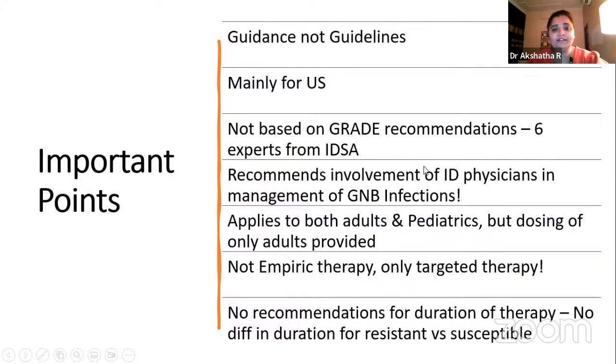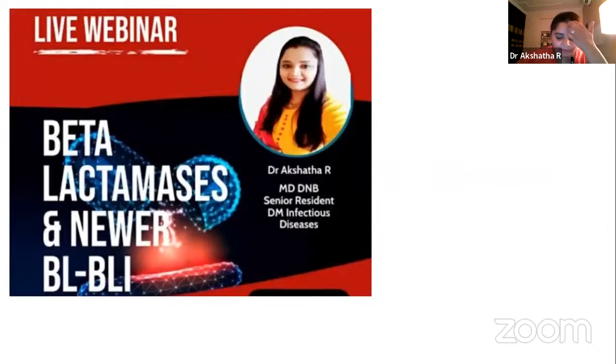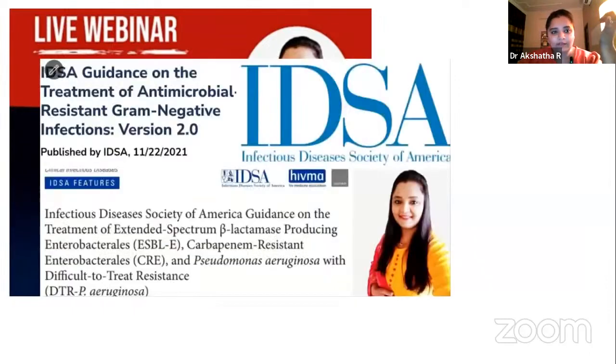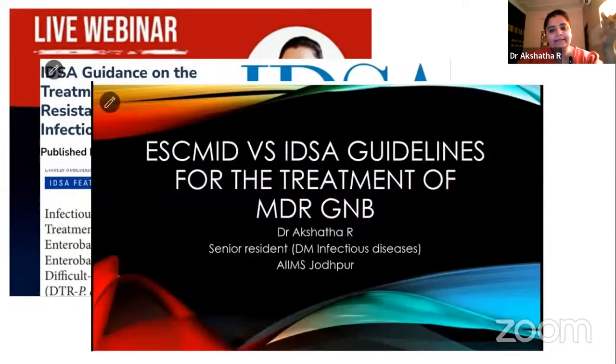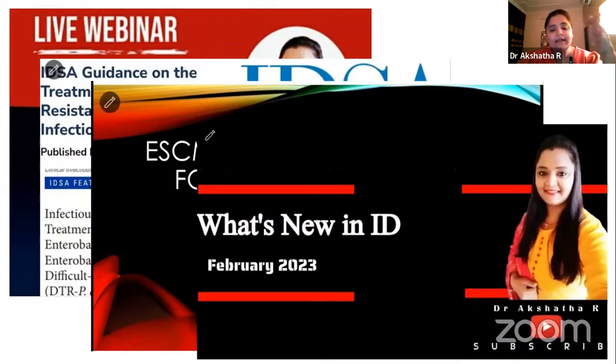But they have made an important point that there is no difference between an isolate which is resistant and an isolate which is sensitive. So the duration of therapy is based on the organism and site of infection and not based on the resistance pattern it is harboring. I had covered the very important points which will be required for understanding this guidance. One is the basics, beta-lactamases and newer BL/BLIs, as well as the previous IDSA guidelines, also compared with the ESCMID guidance. And the recent Pseudomonas guidance interpretations I have discussed in what's new.